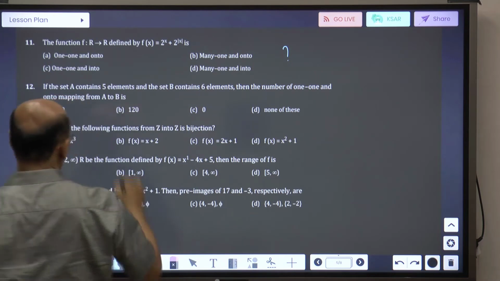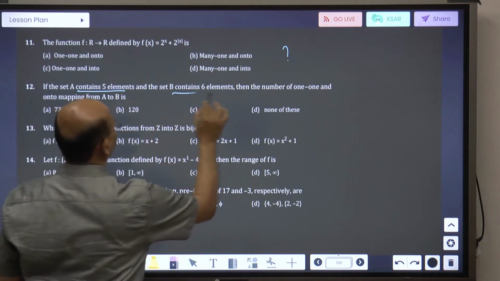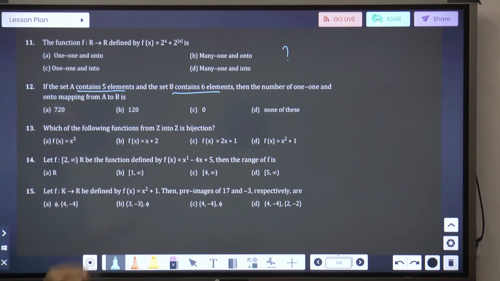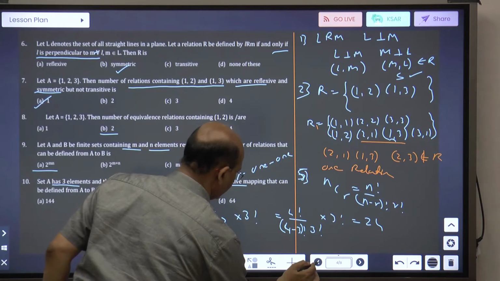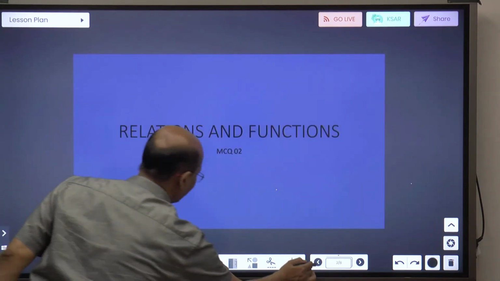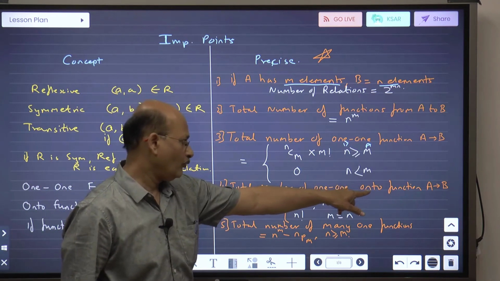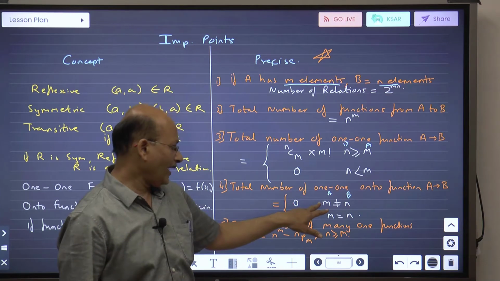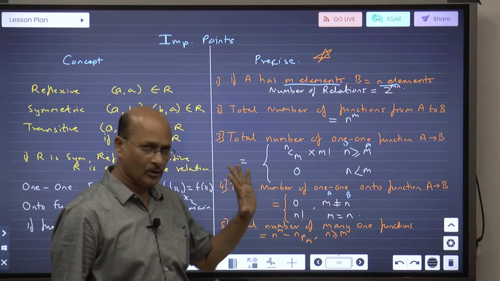Now A contains 5 elements, B contains 6 elements. The number of one-one onto functions. Now look at this. Here I had given you a note: the total number of one-one onto functions from A to B, if m is not equal to n, is 0. If m is equal to n, it is n factorial. Keep that in mind.